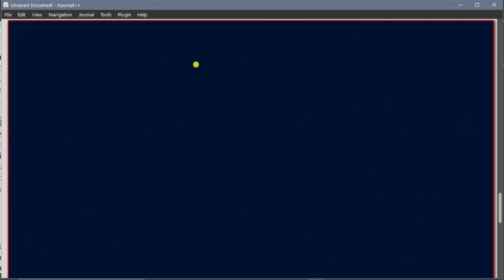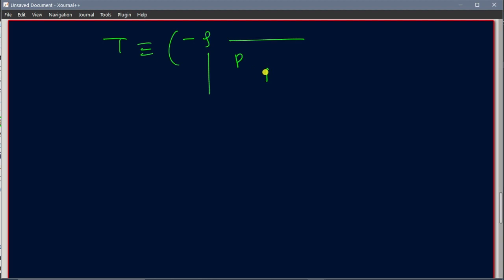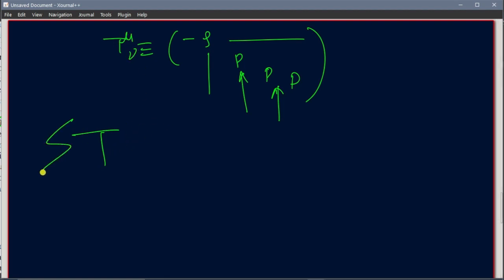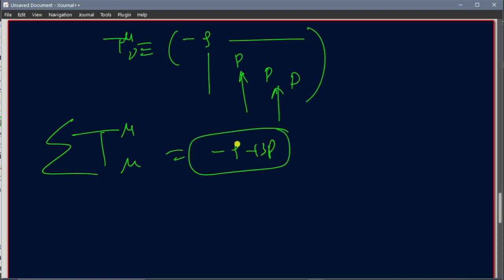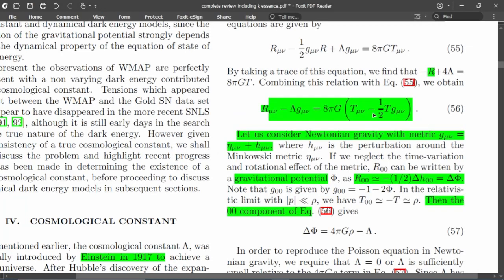If we are considering a fluid with this structure, minus rho, then no off-diagonal components, then again P and P and P. Rho is energy density, P is pressure. So if these are the metrics, I can similarly have T, which will be minus rho plus 3P, correct? This is the trace of this thing. So finding this is very trivial. Therefore we have found this one.